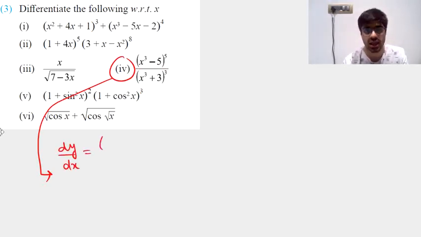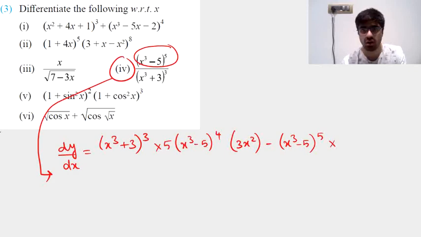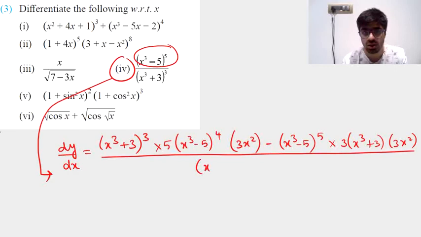as v, which is (x cube plus 3) the whole cube, into the derivative of u, and let's be quick with that, it's 5(x cube minus 5) the whole power 4 into 3x square. I hope everyone understands how we have written that, minus u into the derivative of v, that is (x cube minus 5) the whole power 5 into the derivative of v, which is 3(x cube plus 3) into 3x square, the whole divided by v square, which is (x cube plus 3) the whole power 3, the square of it, so that will be whole power 6.